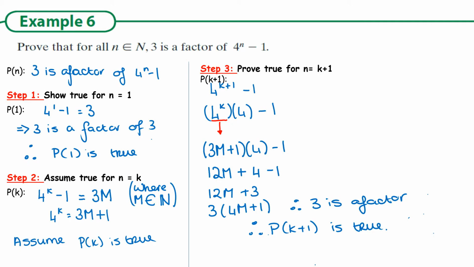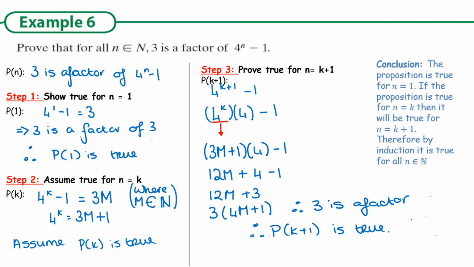You'll see that there are other methods in the book, and if you prefer other methods, work away, as long as you're really clearly explaining how we know that that is true. So the final step is our conclusion. Nothing new with our conclusion. The proposition is true for n equals 1. If the proposition is true for n equals k, then it would be true for n equals k plus 1. Therefore, by induction, it is true for all n element of N.